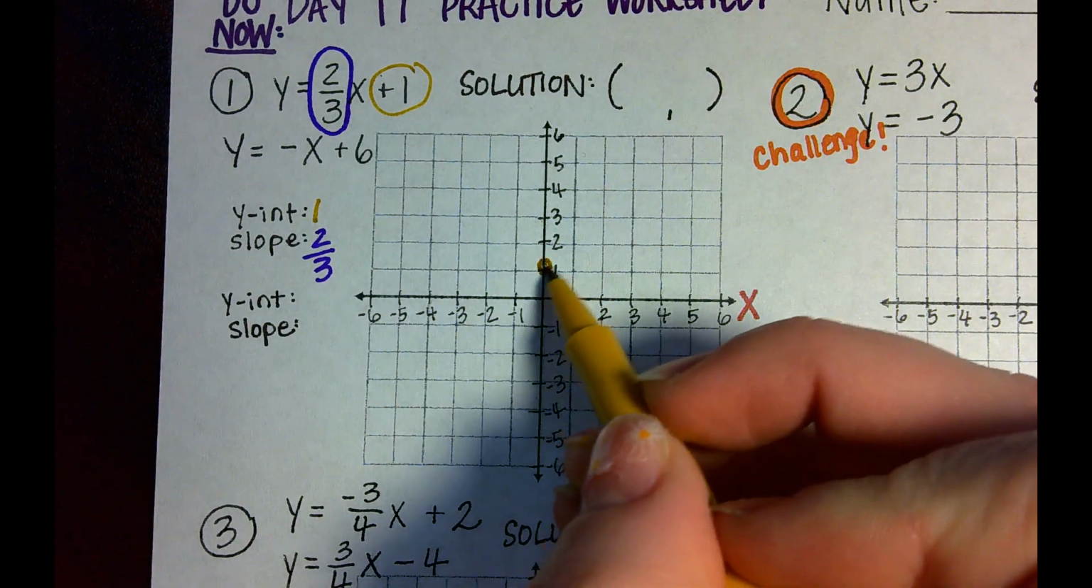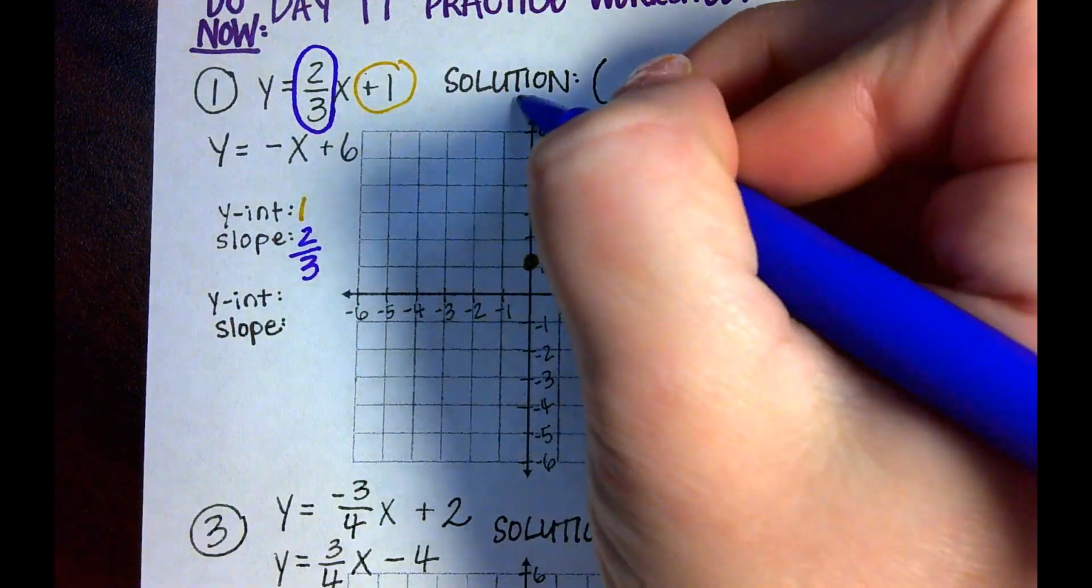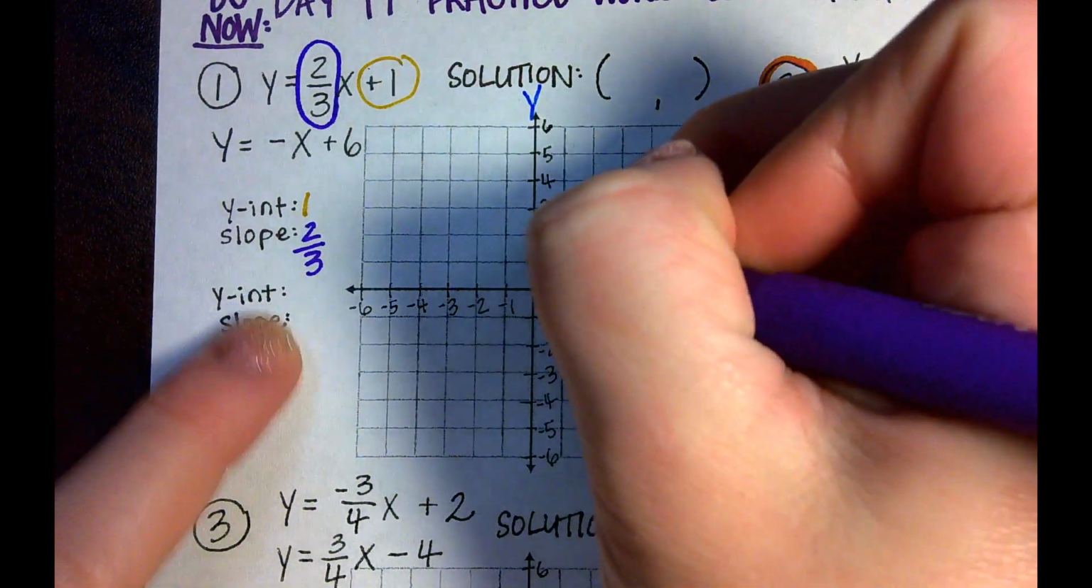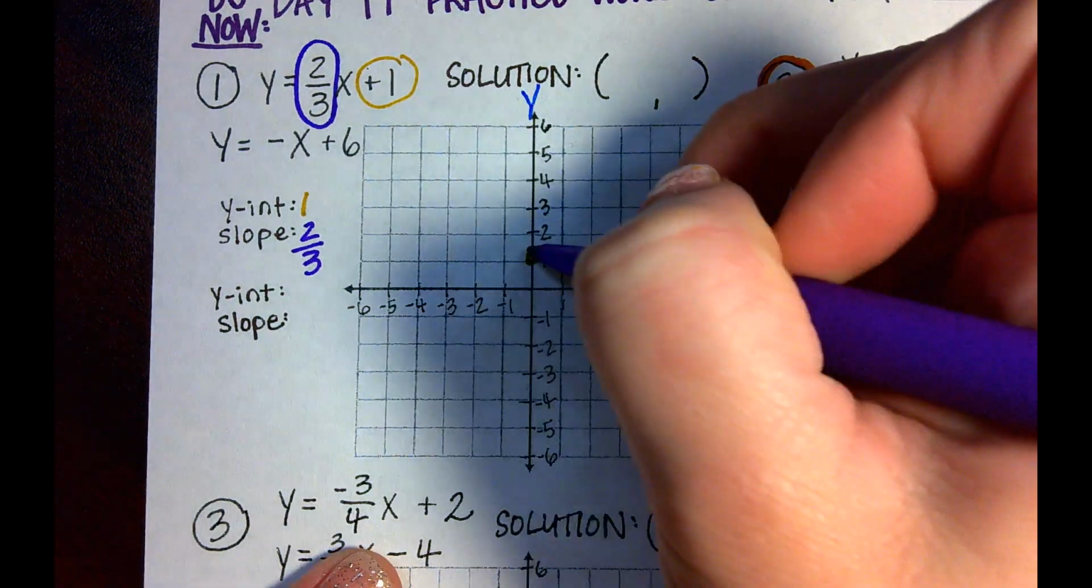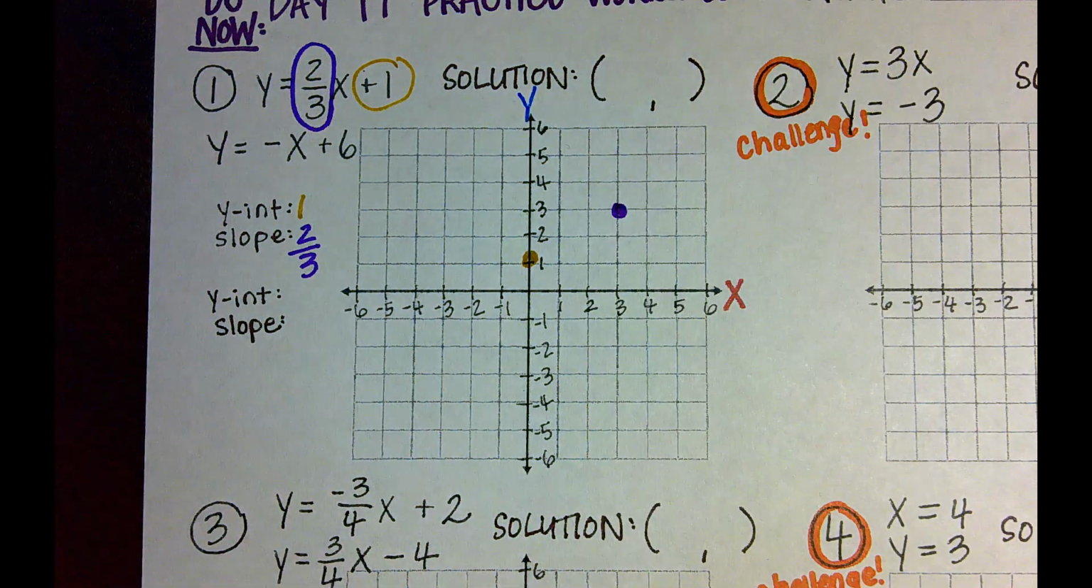1 on the y-axis, which I guess I forgot to label on this worksheet. Sorry, guys. Okay, and that's our starting point. Where do I go from there? Up 2. Perfect, up 2. And then 3. 1, 2, 3. Just like that. So there's my first line. And I'm going to connect the dots.